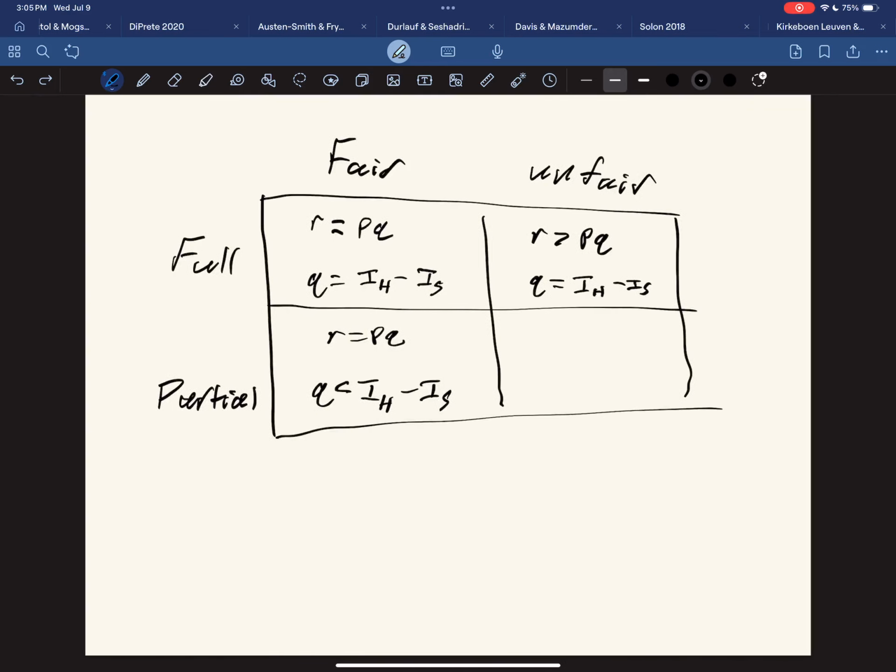And then an unfair partial contract, this is the worst type of insurance contract. We'd have R greater than PQ, right? So my premium is more than the probability I get sick times my payout. So on average, I'm losing money on the contract, and the insurance company is making money, and the insurance company is not fully compensating me for it, right? Now, note that I may agree to an unfair partial contract. It's imperfect, it's not great, but it may be better than not being insured at all, right?